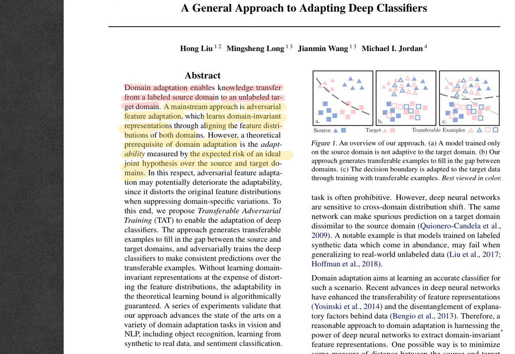Now, to elaborate on this limitation, roughly speaking, what they say is that adversarial feature adaptation, which is the traditional approach, has the potential to deteriorate the adaptability. Why? Because it distorts the original feature distribution. Why does it do that? Because it tries to suppress the domain-specific variations.